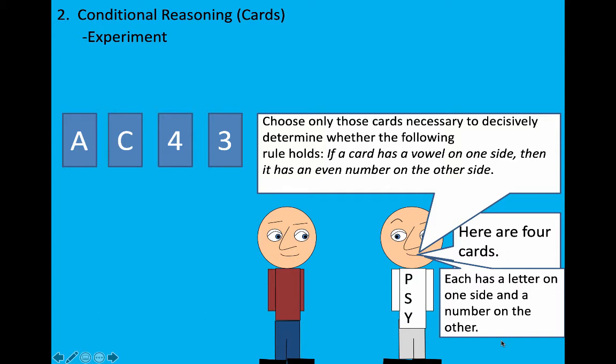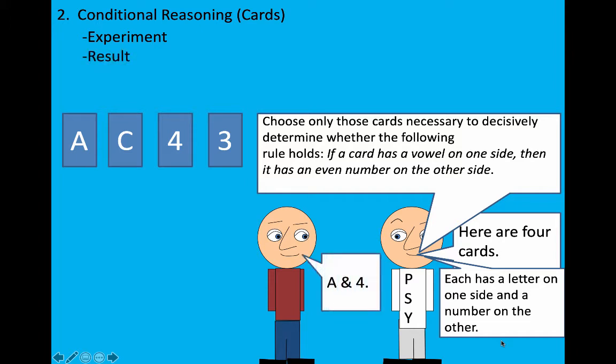The rule is, if a card has a vowel on one side, then it has an even number on the other side. So again, the rule says if a card has a vowel on one side, then it has an even number on the other side. And your task is to figure out which cards you need to turn over to test whether that rule is true of these four cards.